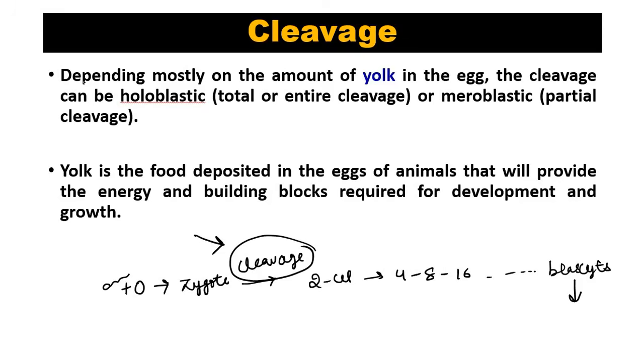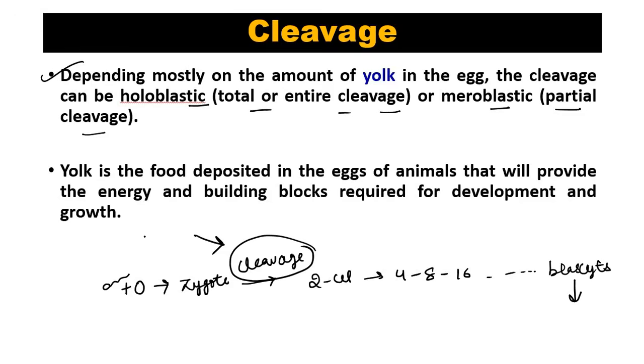Okay, so why are we studying cleavage, and what are the different factors responsible behind this cleavage? Depending mostly on the amount of yolk in the egg, the cleavage can be holoblastic, that is total or entire cleavage, or it may be meroblastic, which is known as partial cleavage, right?